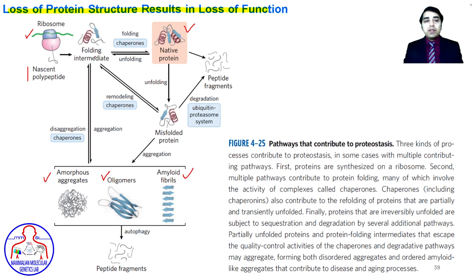The other possibility is that the folding intermediates are converted into misfolded proteins, and these misfolded proteins are converted again into aggregates. There is another possibility that this misfolded protein is degraded by the ubiquitin proteasome system into smaller peptides and then into amino acids to be recycled. The native protein can also be converted into the misfolded protein.